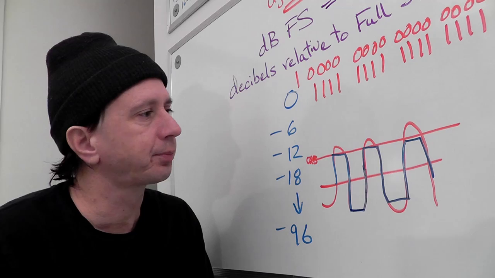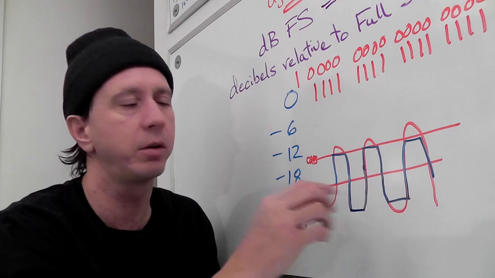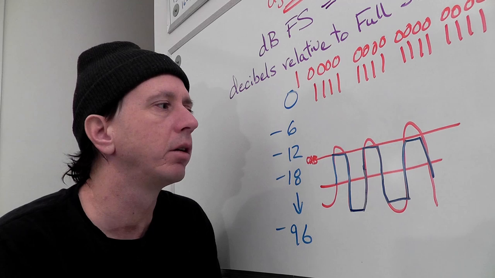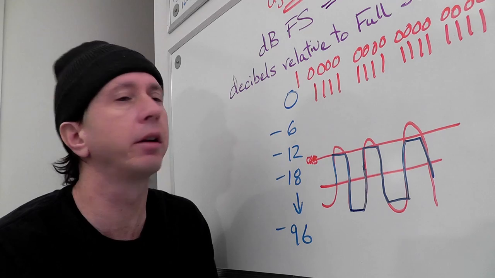Your nice sine wave sort of, if your audio resembled a sine wave, all the tops get clipped off because it can't go above this number. And something with tops clipped off is going to sound a lot different than a sine wave. You're going to start sounding more like a square wave than a sine wave, and your audio is going to sound really weird, and that is one type of clipping.